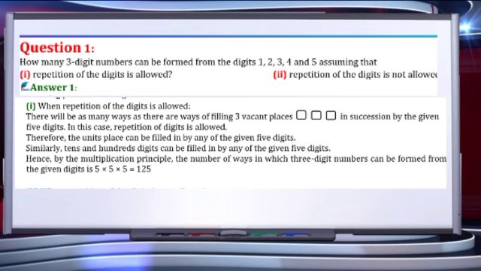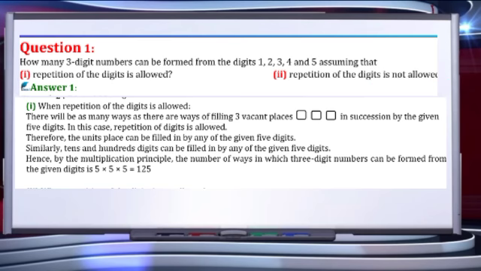Now let us understand the concept with the help of some examples. Our question number 1 of exercise 7.1 is: how many 3-digit numbers can be formed from the digits 1, 2, 3, 4 and 5, assuming that first part is repetition of digits is allowed and second part is repetition of digits is not allowed. So that means one digit can be used once only.